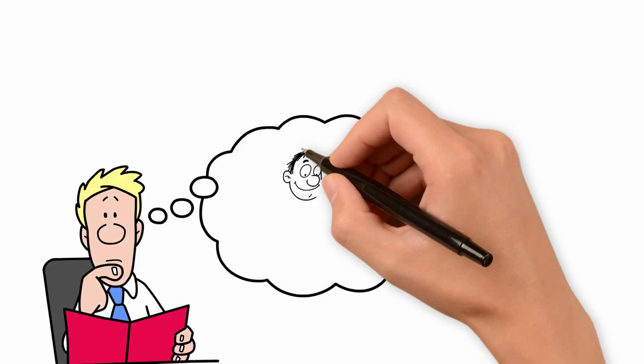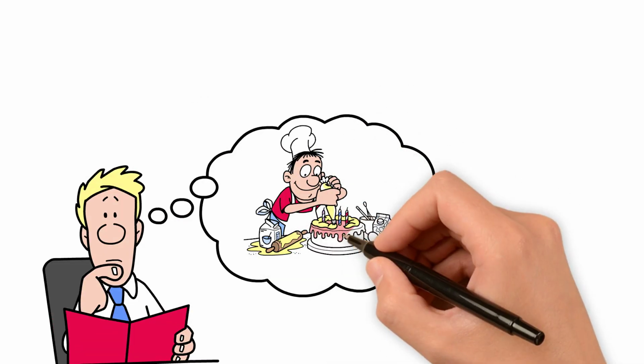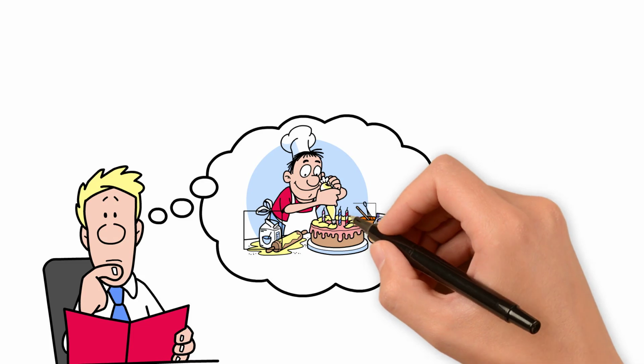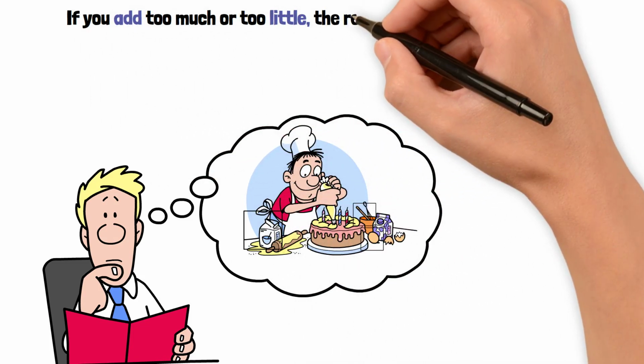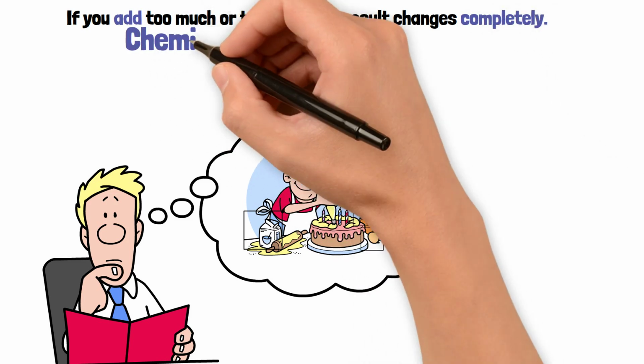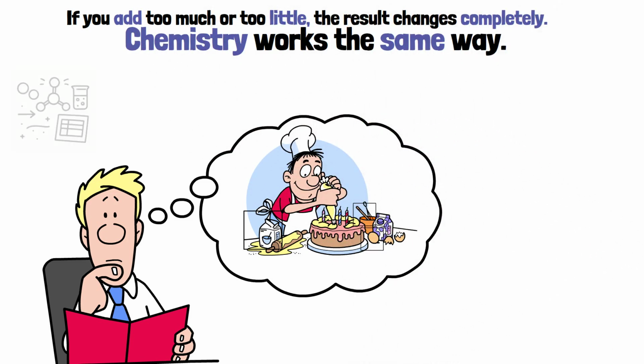Imagine you're baking cookies. The recipe says 2 cups of flour, 1 cup of sugar, and 1 egg. If you add too much or too little, the result changes completely. Chemistry works the same way. Atoms and molecules react in fixed ratios, and stoichiometry is simply the way we count them.